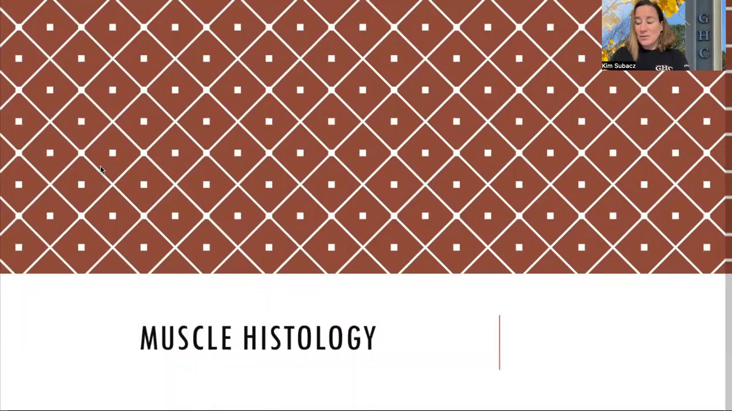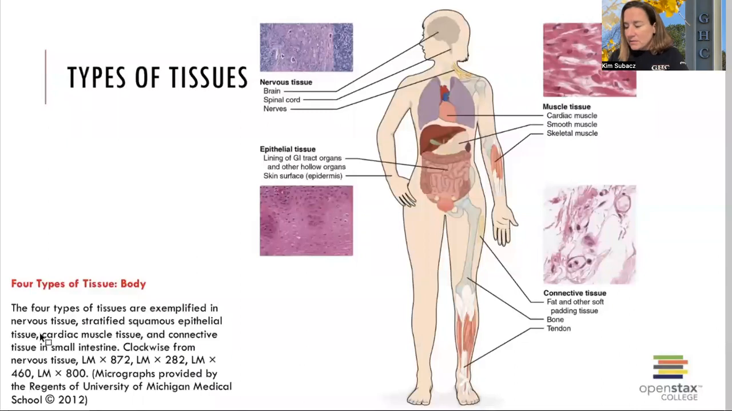Hey guys, so this is our third video of the series on histology, and this one is going to be on muscles. So there are three different muscle types that you need to know. We are going to talk about the three different muscle types. There is cardiac, there's smooth, and there is skeletal muscle.